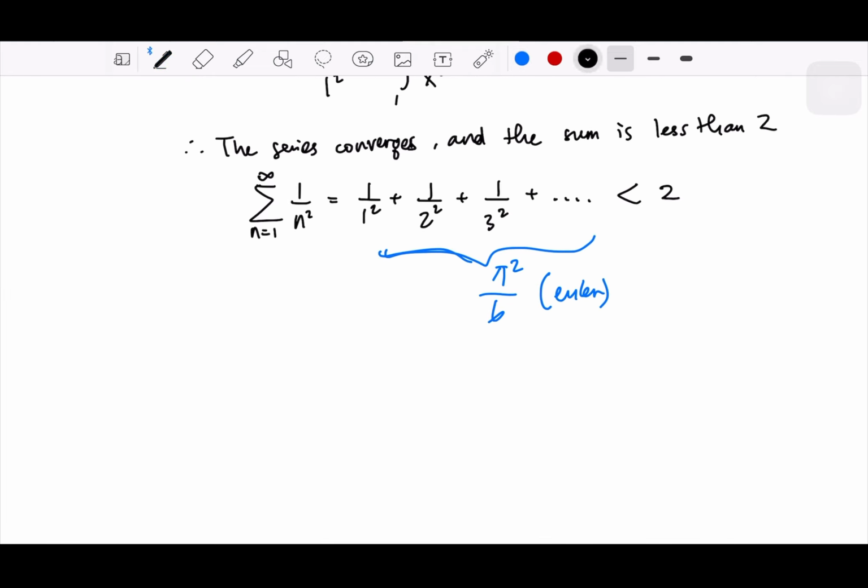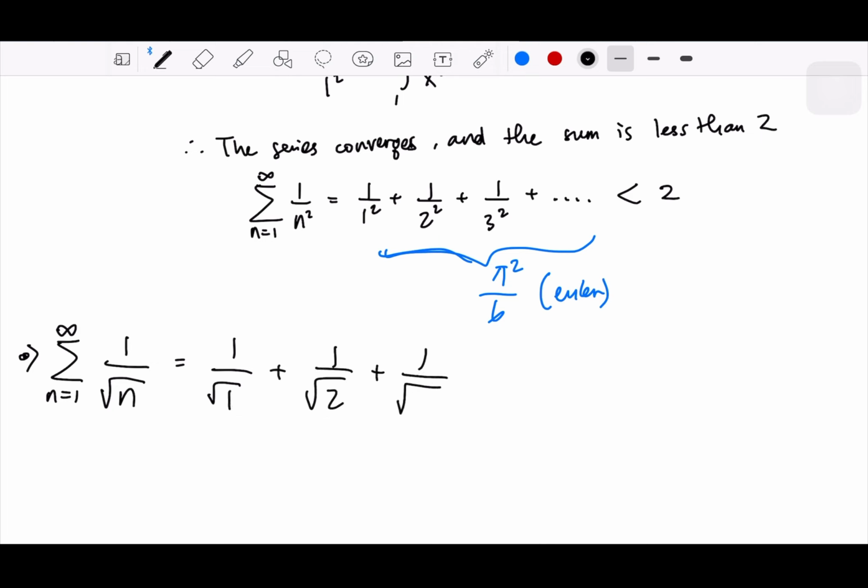Okay, now another case study is the sum of 1 over square root of n, which is 1 over square root of 1 plus 1 over square root of 2 plus 1 over square root of 3 plus dot dot dot. Okay.